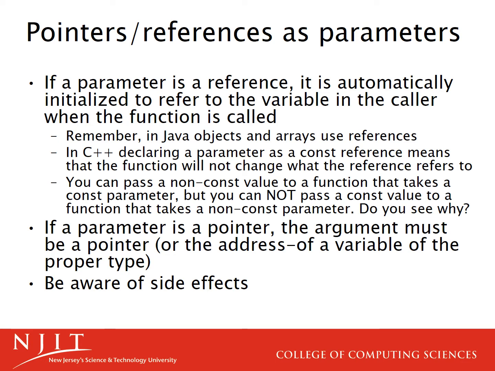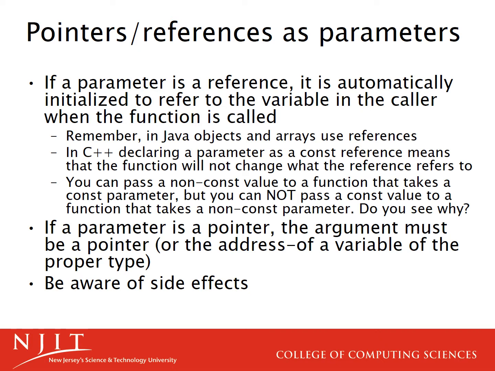Now, pointers and references, when used as parameters, help you create side effects and allow you to move things back and forth more easily into and out of the function. So if a parameter is a reference, it's automatically initialized to refer to the variable in the caller when the function is called. So if I have a function whose first argument is a reference to an int, and I pass it an int, the reference is automatically initialized in the function to refer to the int that I passed.